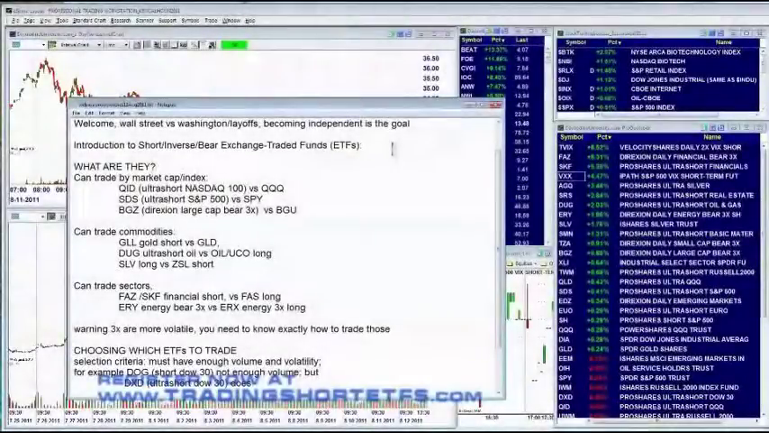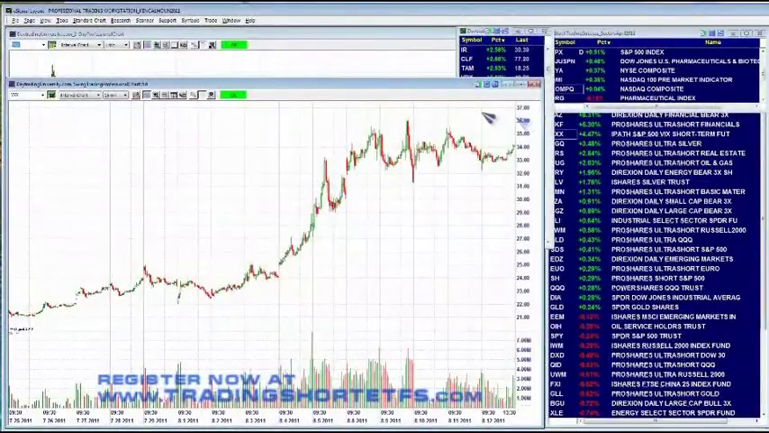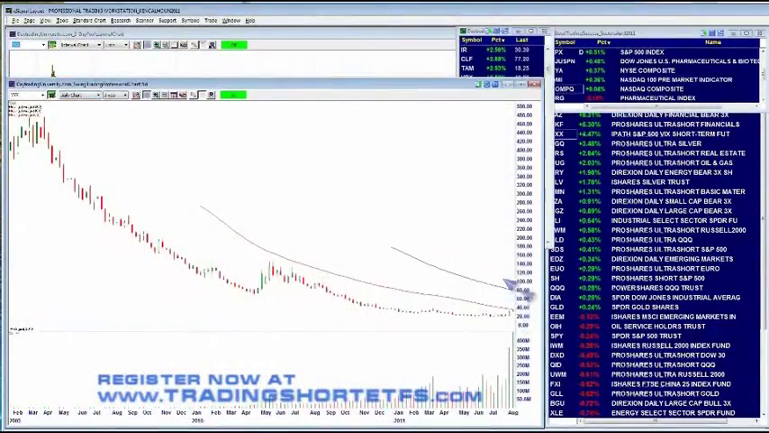Just a quick introduction to what these are. You can trade these by market cap. If you want to trade commodities, you can trade sectors. For example, I like to pair trade the FAZ versus the FAS, and that's our triple financial. We like to buy any new high breakout continuation play, and we sell to the public, the dumb money, on any sign of a pullback, any sign of resistance, false breakouts, and the rest of it.